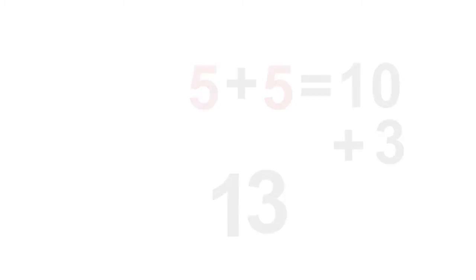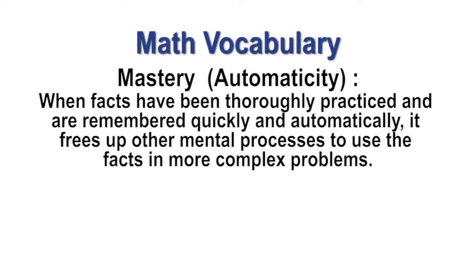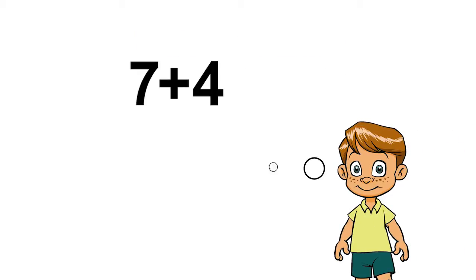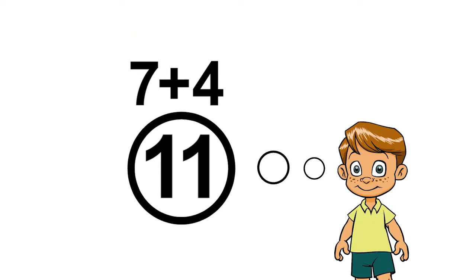The last stage of learning math facts is called mastery or automaticity. When facts have been thoroughly practiced and remembered quickly and automatically, it frees up other mental processes to use the facts in more complex problems. For example, 7 plus 4. The student will just quickly respond, it's 11, I just know it.